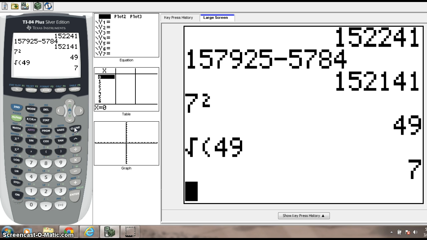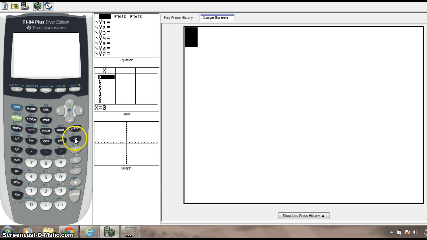Another button that can be used to represent exponents is the caret key. It's located right underneath the clear key. So let's go ahead and clear our screen. So let's say we wanted to take 8 to the 4th power.